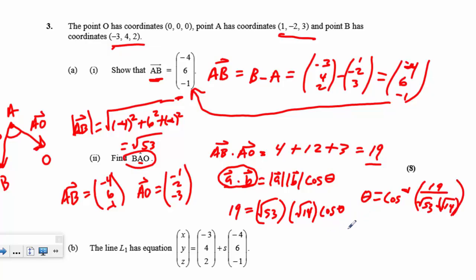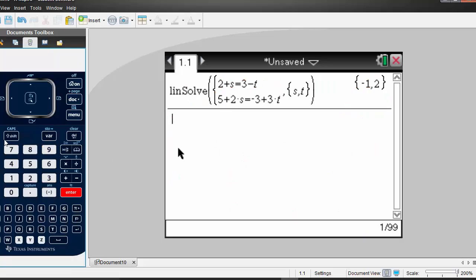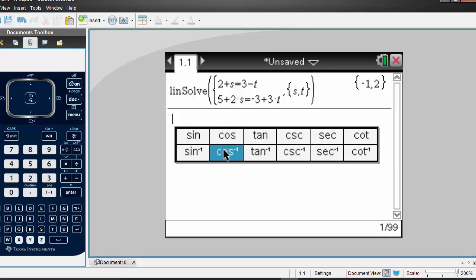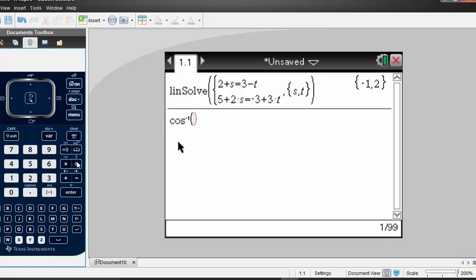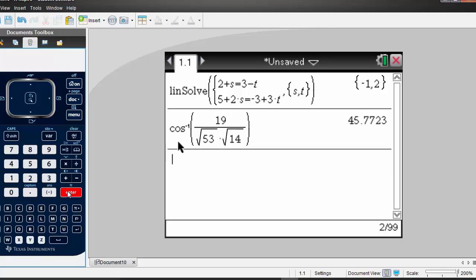And then we use the calculator to figure out the rest. So this angle theta is going to equal cosine inverse, control divide, I'm going to put 19 on top, and then it'll be root 53 times root 14. This angle is about 45.8 degrees.